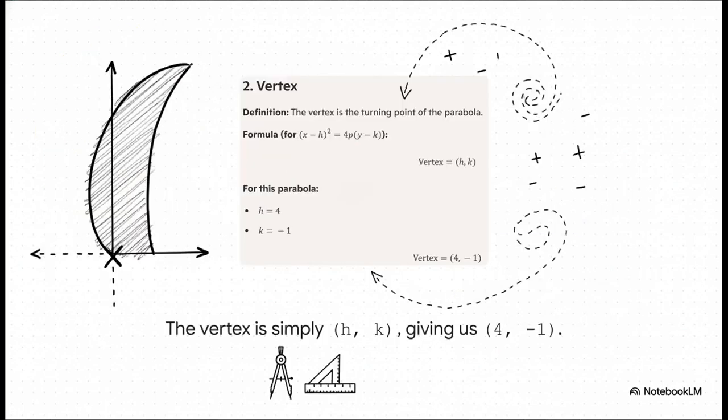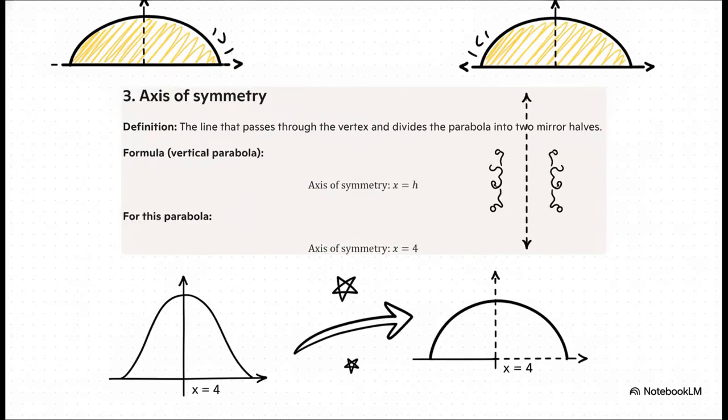Let's start with the easy one. The formula for the vertex is just (h, k). We just found h and k, so we plug them in, and there it is. Our vertex is at the point (4, -1). Simple as that. Next, the axis of symmetry. For this type of parabola, the formula is the vertical line x equals h. Since h is 4, our axis of symmetry is the line x equals 4. This is the line that perfectly cuts our parabola in half.